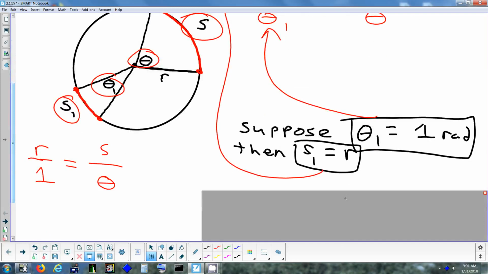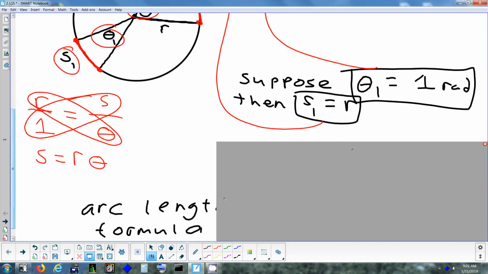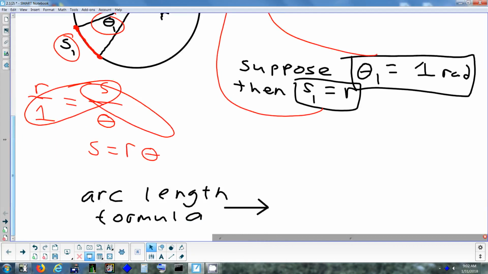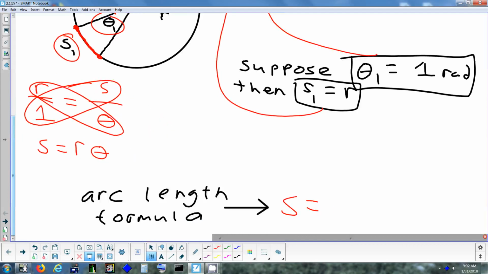Now, how do you solve a proportion? What's the technique you use? Yep. Cross multiply. S times 1. What's S times 1? S. Yeah, just S. And then R times theta. Well, just R theta. And that formula that I just wrote, that is the arc length formula. That's how you calculate the length of an arc. So what do the letters stand for?